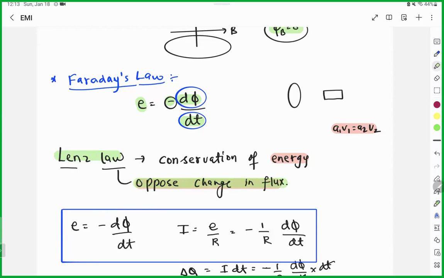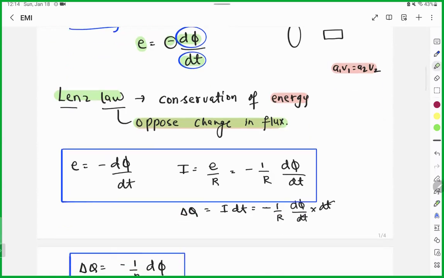It will oppose the change. Same like we did the same thing somewhere. Oppose the change. If you are increasing, it will decrease. If you are decreasing, it will increase. Oppose the change. Le Chatelier's principle. Do you remember, guys? In Le Chatelier's principle, we studied that it opposes the change. Whatever you do, it opposes the change. Same thing here in Lenz's law. It opposes any kind of change in magnetic flux.